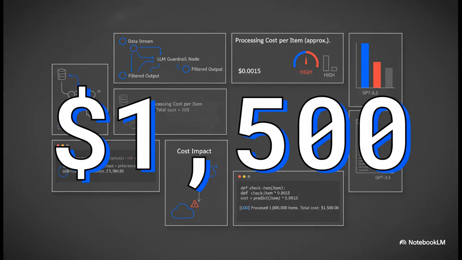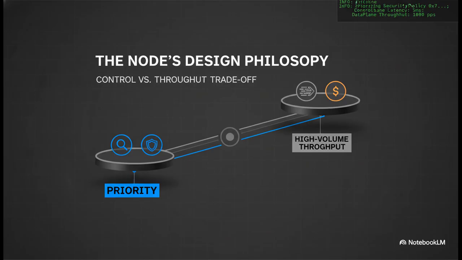The use of LLM-based guardrails has direct cost implications related to API usage. Based on pricing for GPT 3.5, the estimated cost to process 1 million items with a single LLM-based guardrail is approximately $1,500. The design of the Guardrails node prioritizes granular, real-time control for individual items. This design choice results in lower processing throughput and, for LLM-based guardrails, direct API-related expenditure.